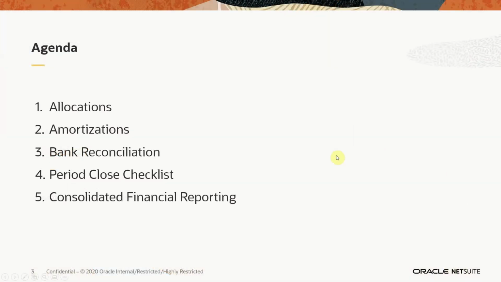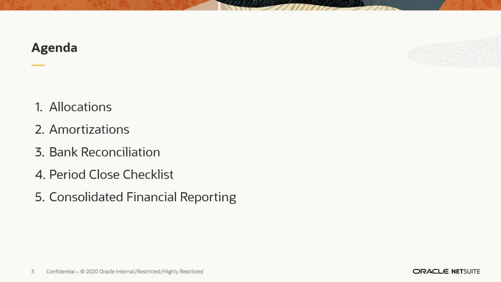So the agenda for today, we're going to start off talking about allocation and amortization schedules, how we can help automate that process, take away from those very manual journal entries at the end of the month by how we can use our reminders and kind of consolidate these as well.